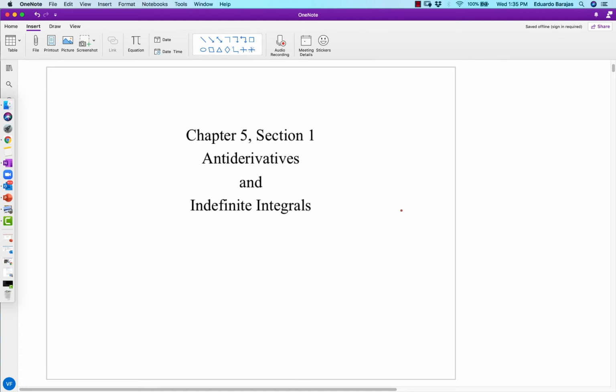Okay, Chapter 5, Section 1, Antiderivatives and Indefinite Integrals. Okay, so in math, whenever you learn how to do something, you also think about how to undo it.